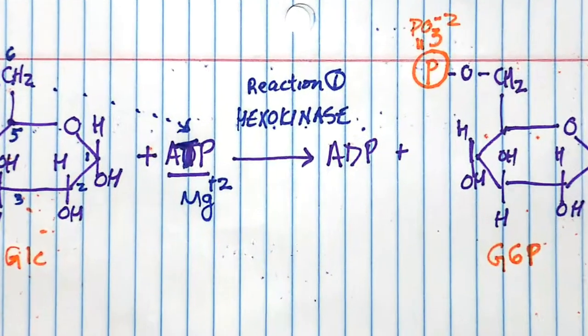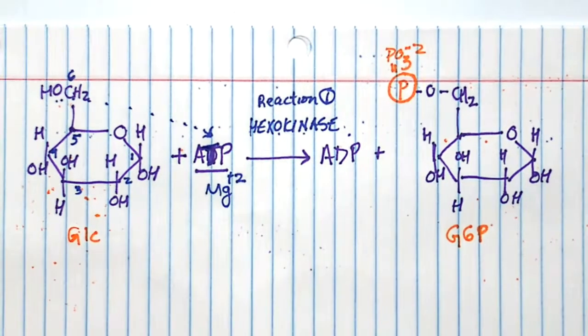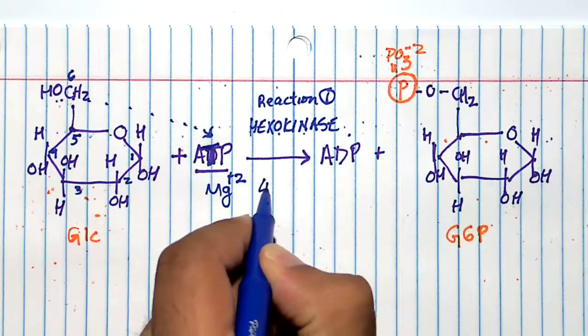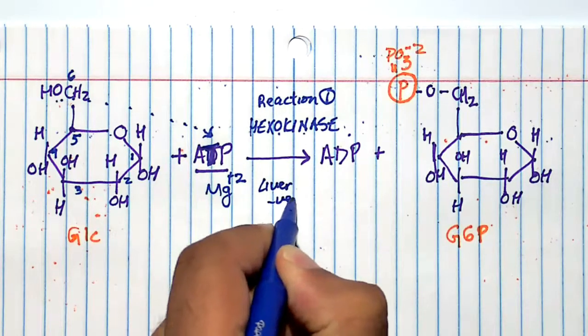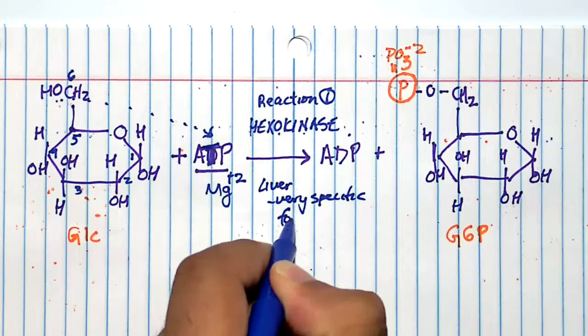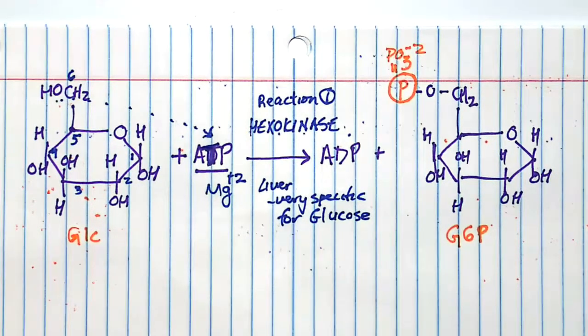Couple of words on hexokinase, the enzyme that catalyzes reaction 1 of glycolysis. We have several forms of hexokinase. A form in the liver is very specific for glucose. So if you do the Michaelis constant, it's going to be very, very low and have a very strong affinity for glucose and glucose only.